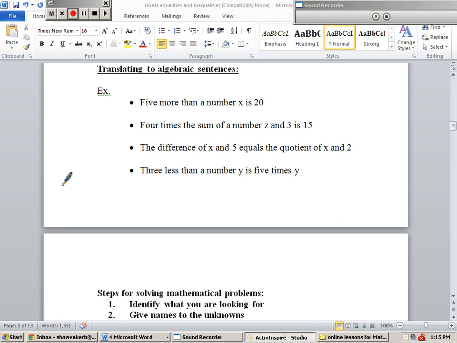3 less than a number y is 5 times y. Less than, more than, means that whatever's coming behind it comes first. So if it's 3 less than y, then y must come first. So it's y minus 3 equals 5 times y. The more you do them, the easier they get. Okay, if you practice them, you'll start getting the hang of them.